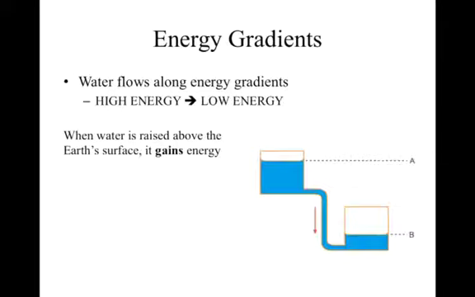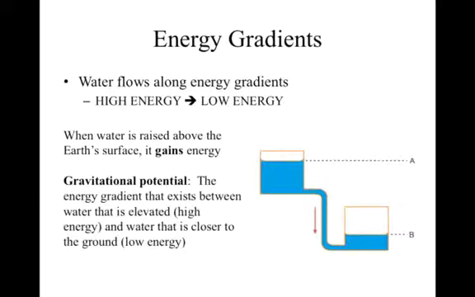Another way that we can go from a high energy state to a low energy state is with gravity. When water is raised above the earth, it gains energy, just like anything that you raise above the earth. And this energy is gravitational potential, which is the energy gradient that exists between water that is elevated, or high energy and far above the Earth's surface, and water that is closer to the ground and low energy. And so this is what drives a lot of rivers flowing down the mountain, because they're higher energy at the top of the mountain. The water is higher energy up there than it is at the bottom, and that causes this net movement of water across the mountain.